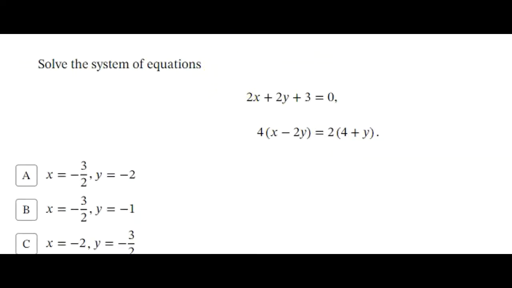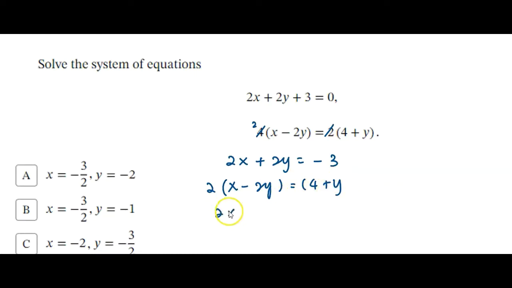For the second example, we're still in linear equations, and I'm going to solve this system of equations. First of all, for the first equation, I'm going to leave the unknown terms on the left hand side and the constant on the right hand side. After that, look at the second equation. It seems it can be simplified by dividing both sides by 2. Then I have 2x minus 2y equals 4 plus y.